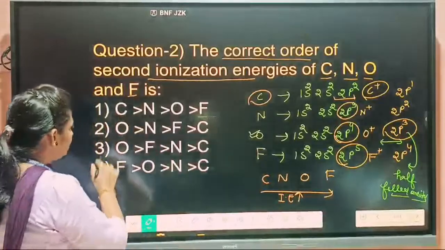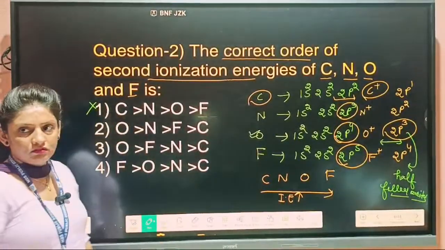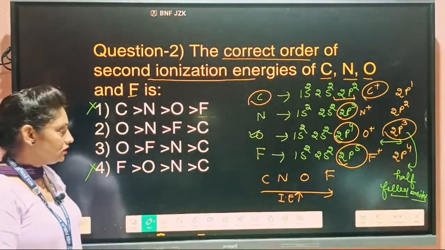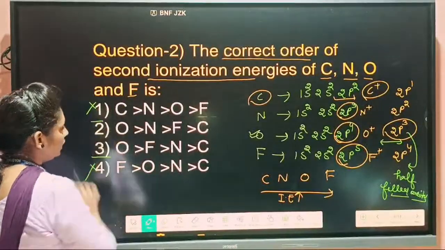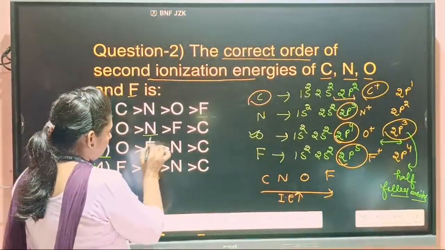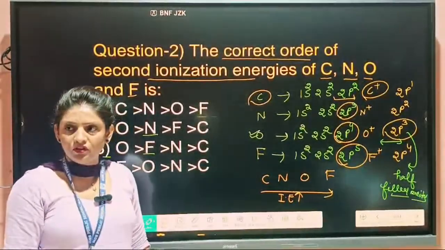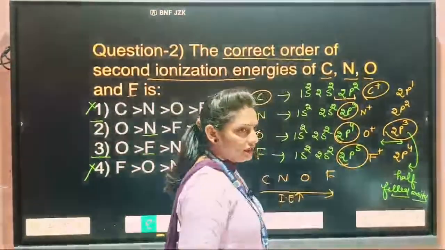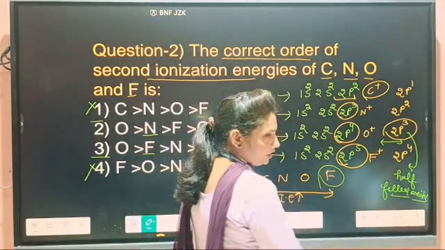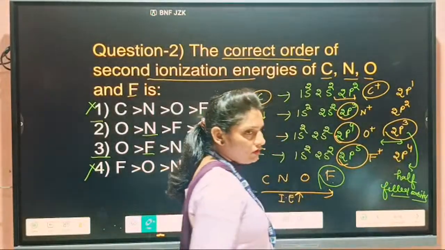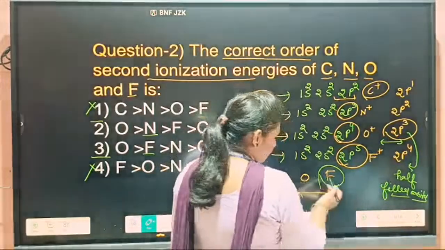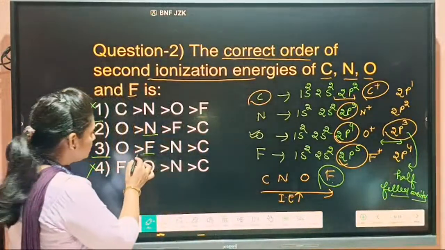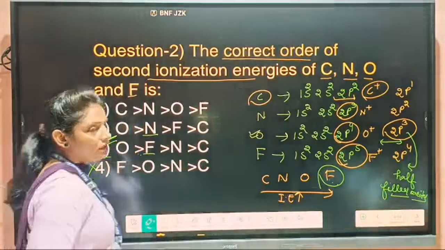So you can see the options: option 1 we cannot consider, and option 4 we also cannot consider. So we can consider these two options. Now we will compare the ionization enthalpy of nitrogen and fluorine. When we move from left to right, ionization enthalpy increases. So the ionization enthalpy of fluorine will be more as compared to nitrogen. So option 3 will be the correct option.